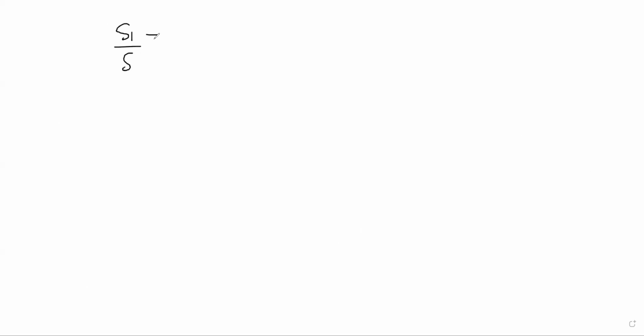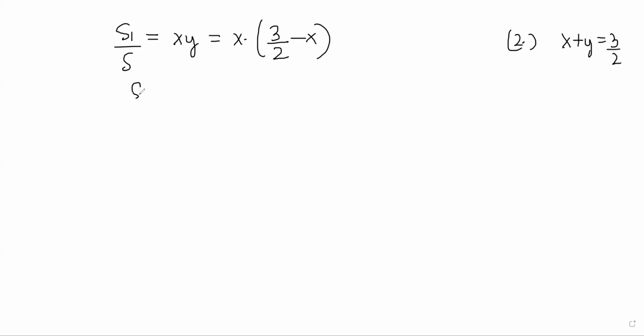We have S1 by S coming as xy, and y can be written as 3 by 2 minus x, because we saw in point 2, we got x plus y is 3 by 2, right? So this becomes S1 by S is equal to 3x by 2 minus x squared, right?